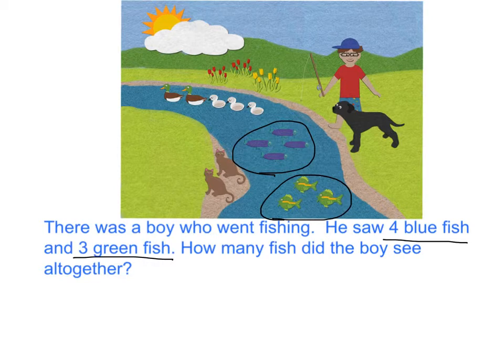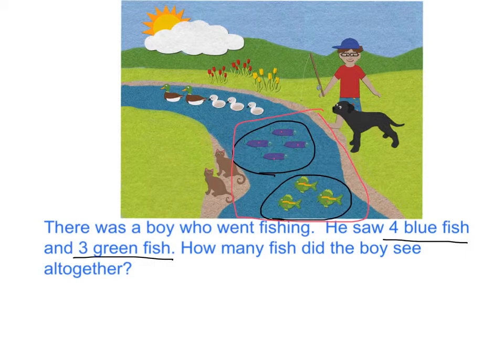All together, that would be how many? 1, 2, 3, 4, 5, 6, 7. So that answers my question. There are 7 fish altogether. Well, let's write the equation and solve this.